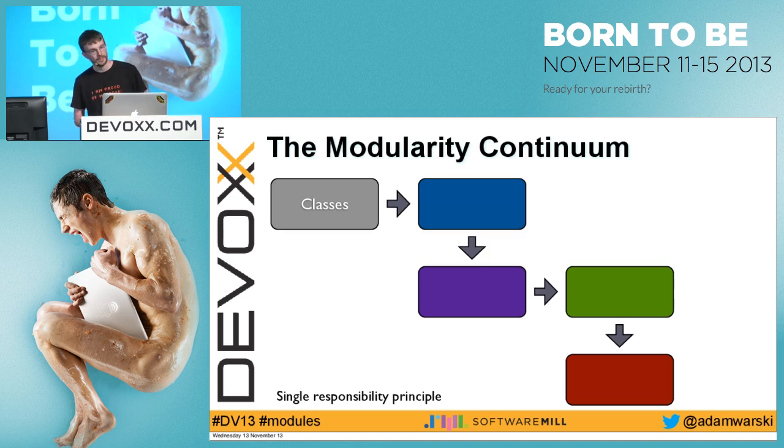At the bottom, the smallest kind of modules in Java or Scala as well are classes, right? You don't traditionally think about classes as modules, but in fact they are a part of a computer program that does a particular job, especially if we adhere to the single responsibility principle. Each class has one specific responsibility. It's a bunch of methods, maybe some state, and you can think of it as a module. Why not?